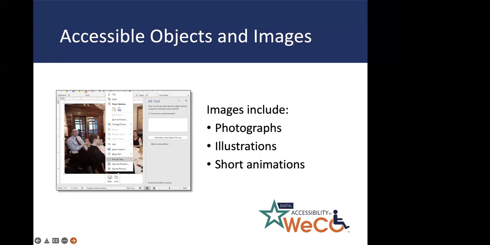Images or items such as photographs, illustrations, or short animations. Even if an item's purpose is primarily visual, the information that it conveys to users must be accessible to everyone. On this slide, we've included a screenshot showing how to add alternative text to images in Microsoft Office products. Next slide.